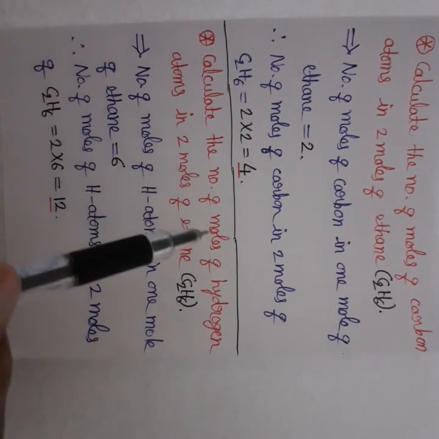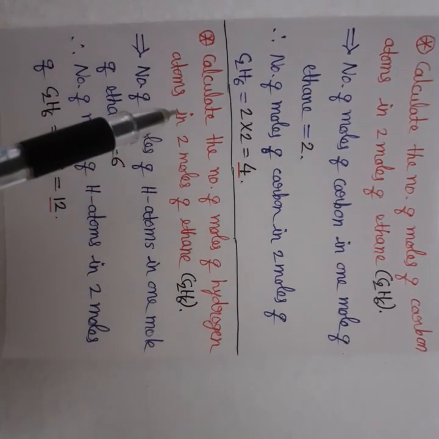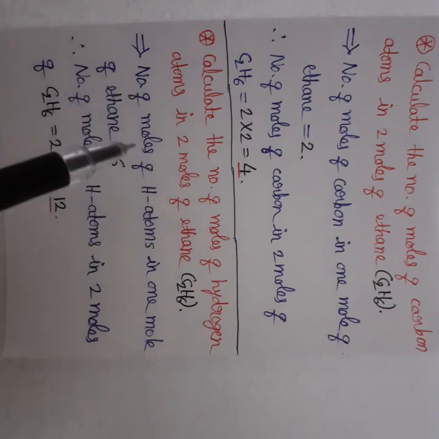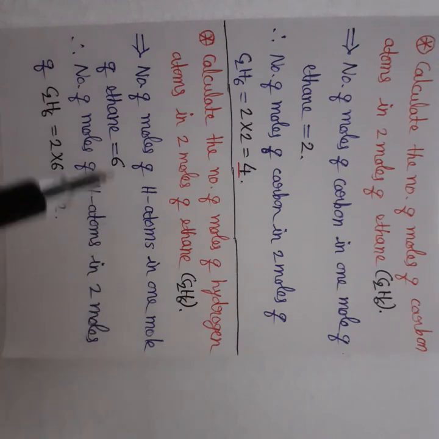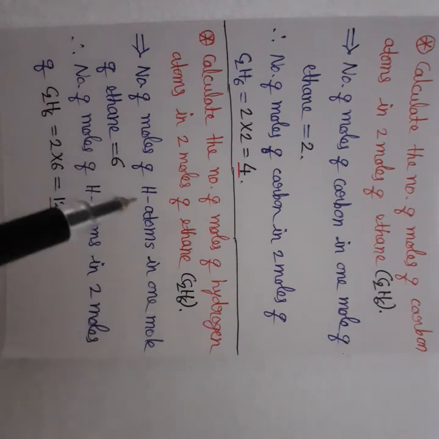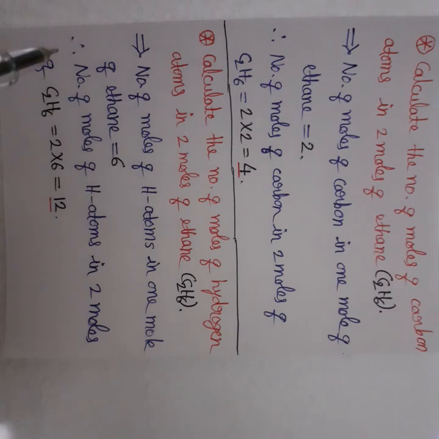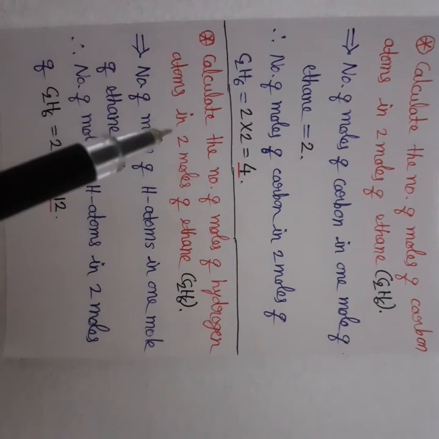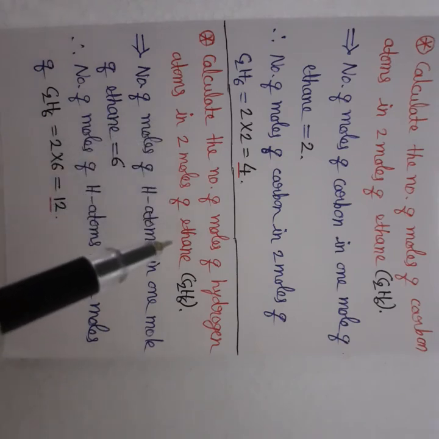Calculate the number of moles of hydrogen atoms in 2 moles of ethane. Here the number of moles of hydrogen atoms in 1 mole of ethane, that is C2H6, is 6. Therefore, the number of moles of hydrogen atoms in 2 moles of ethane means this should be multiplied with 2. That is 2 into 6, that becomes 12. That means this is the number of moles of hydrogen atoms in 2 moles of ethane.